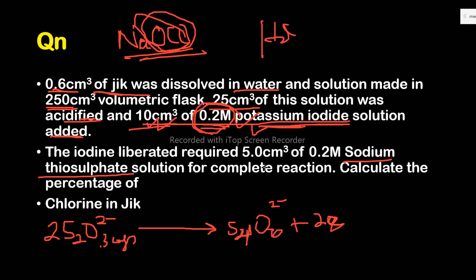Okay? Now, this is what you put in a burette. Okay? And you titrate. And when you titrate it, you obviously use a starch indicator to show you that the reaction is complete. So when you titrate, you find out that you need 5.0 centimeters cubed of 0.2 molar sodium thiosulfate for the reaction to become complete. And the question wants the percentage of chlorine in the bleaching agent.